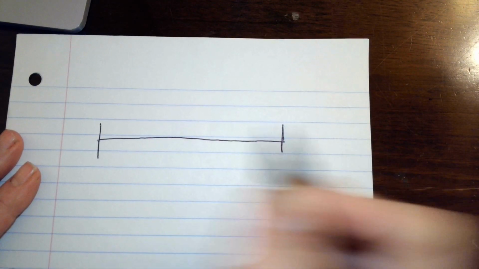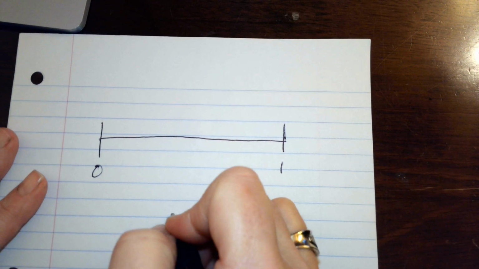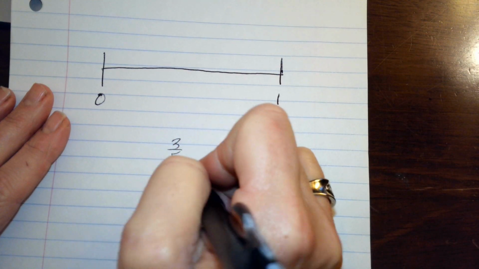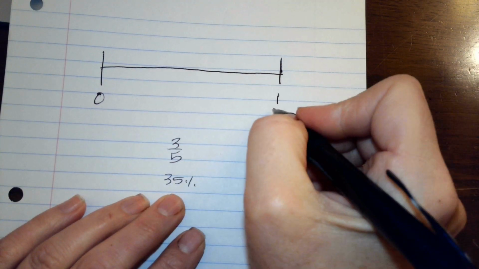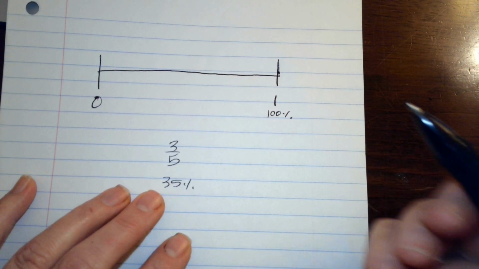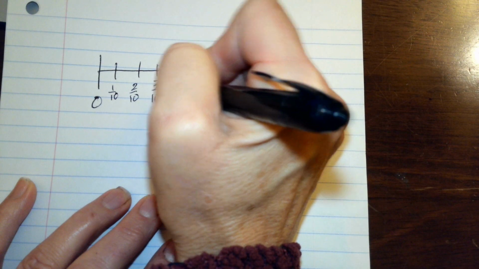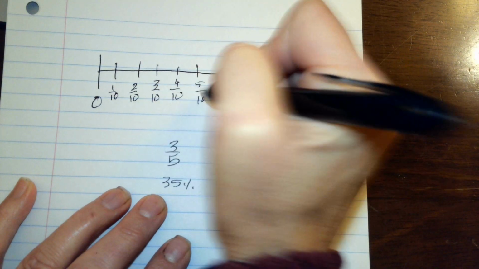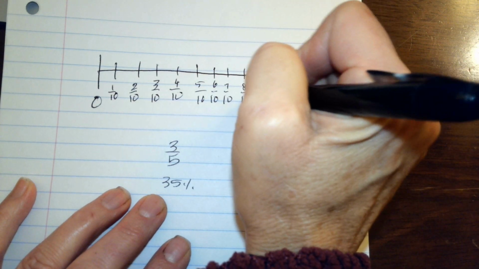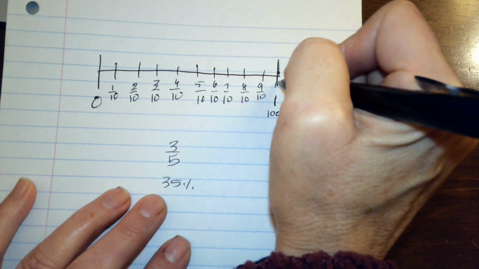So on the number line, if the number is less than 1, like 3/5 or 35%, 100% is 1, right? So this would be like 100%, and this would be 0%. So anytime I see percents, I'm going to break my number line into 1/10, 2/10, 3/10, 4/10, 5/10, 6/10, 7/10, 8/10, 9/10, and then 1 would be 10/10. Are you with me so far?